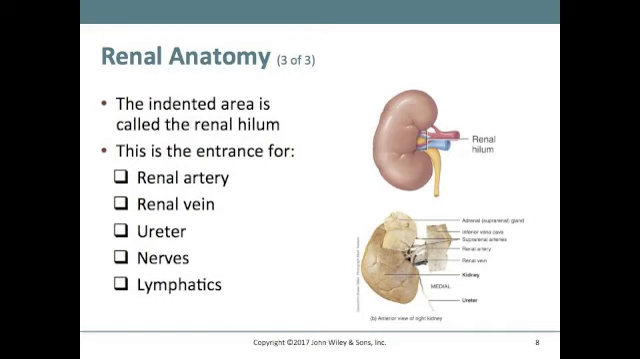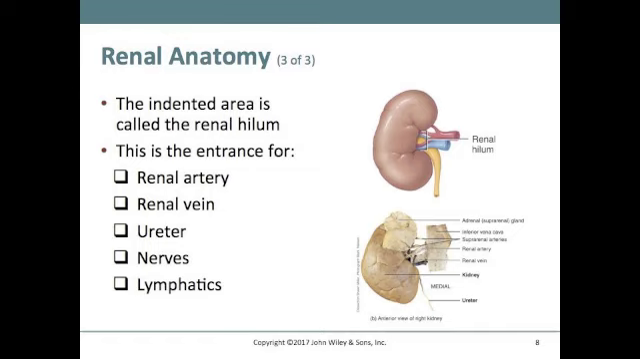This cartoon can be seen at figure 26.3 on page 1046, and this shows the indented area that is called the renal hilum. A typical adult kidney is 10 to 12 centimeters long, 5 to 7 centimeters wide, and approximately 3 centimeters thick. That's about the size of a bar of bath soap, and it has a mass of about 135 to 150 grams. The concave medial border of each kidney faces the vertebral column.